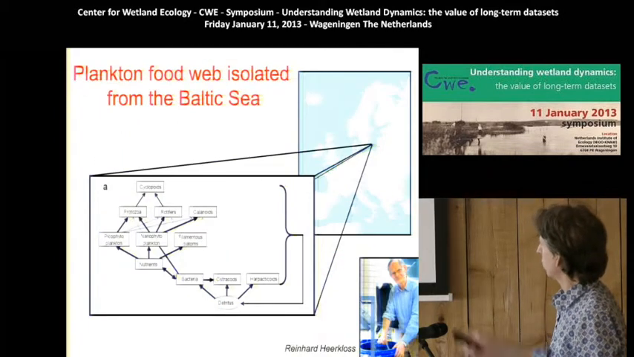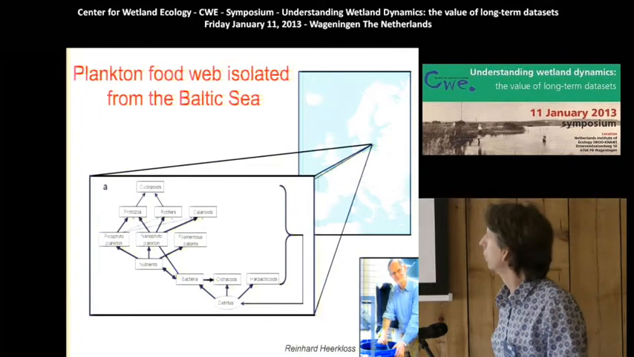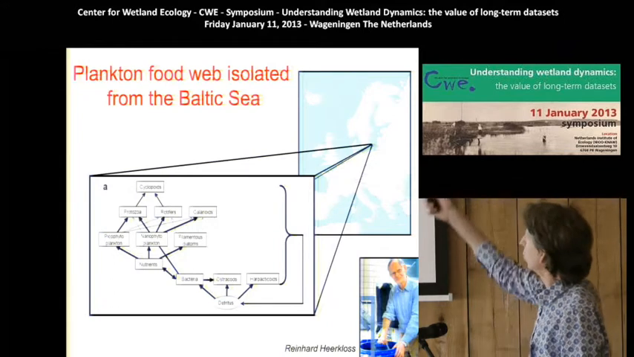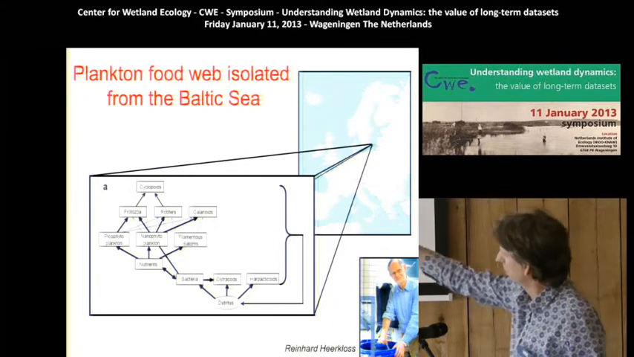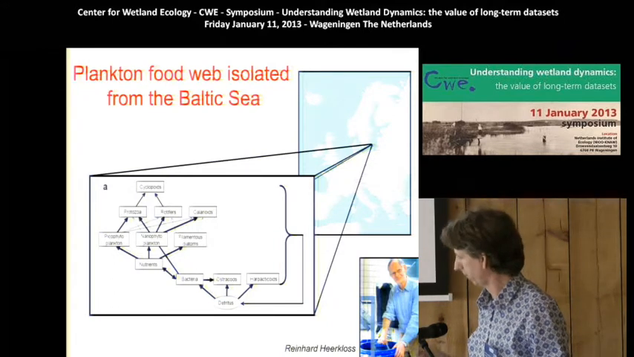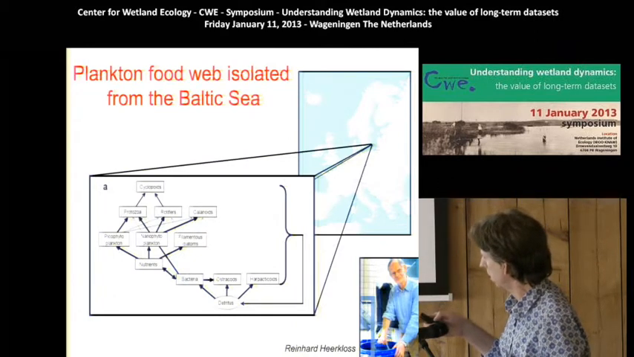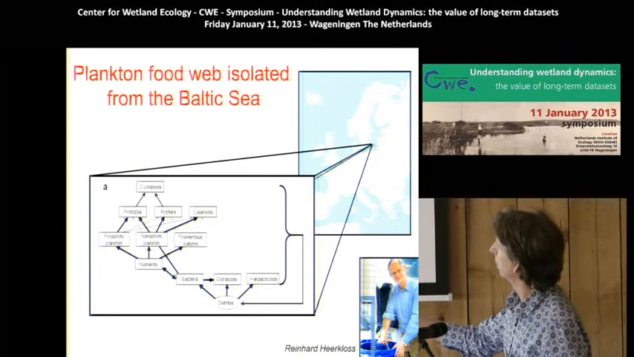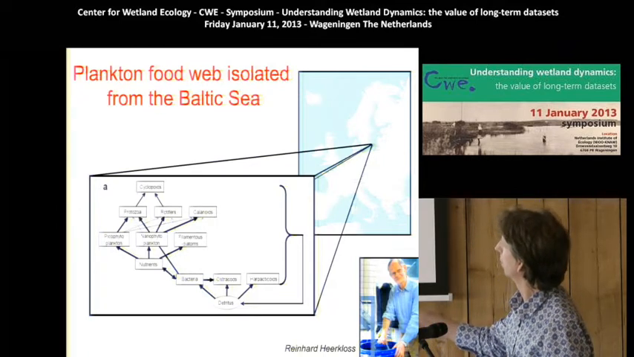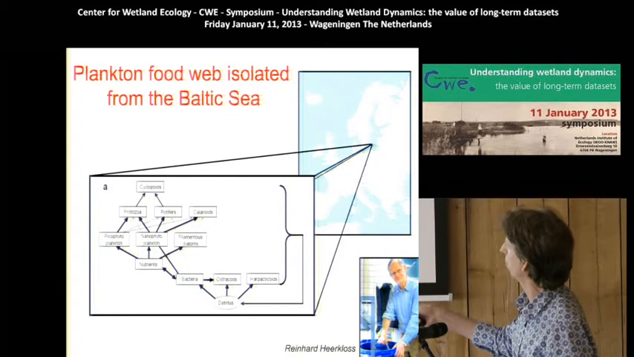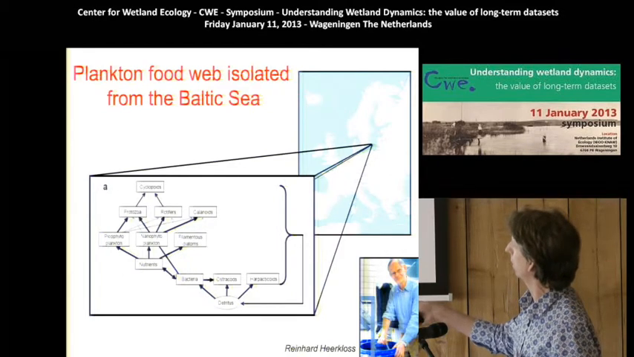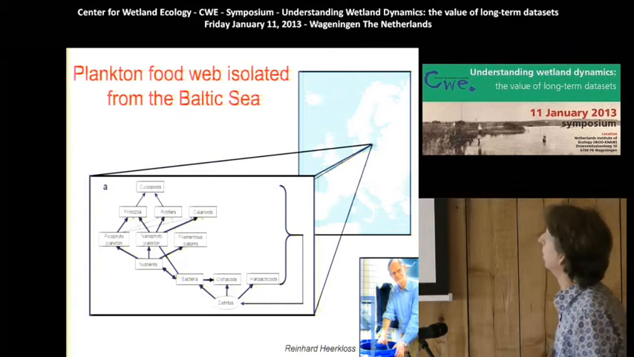And that's actually what was done by Reinhard Heerkloos from the University of Rostock. He took a food web from the Baltic Sea. Here you see the structure of the food web with, let me see, is this a pointer? Yeah. So here we have the different phytoplankton groups. We have different zooplankton groups functioning as herbivores. There's also a top predator here, cyclopoid copepod.